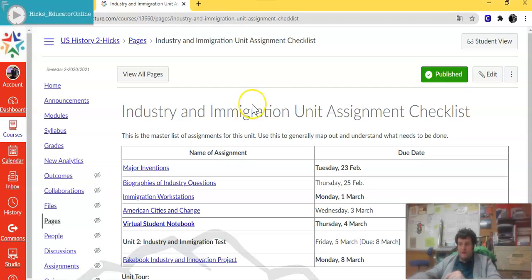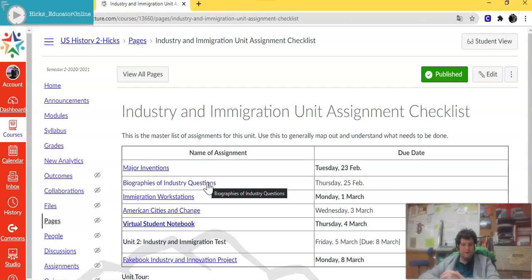So right off the bat, our first assignment that's due is major inventions. This is a relatively straightforward and small assignment that looks at a few key inventions like elevators, the Bessemer process, and helps you understand what are some major inventions that really changed the way things worked during the Industrial Revolution.